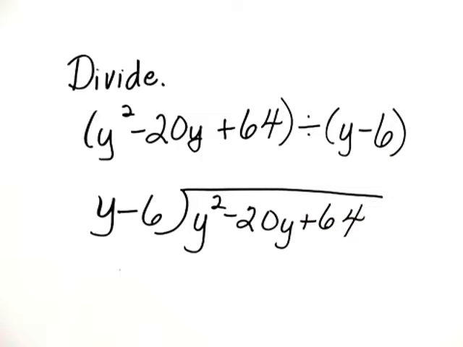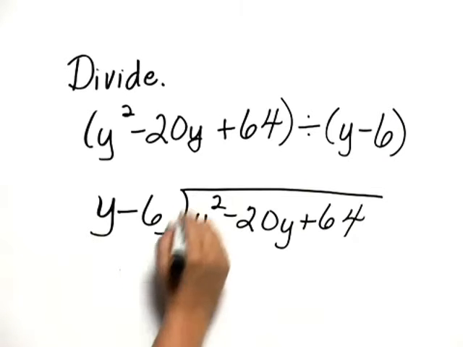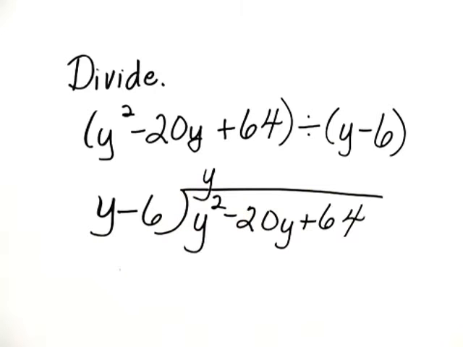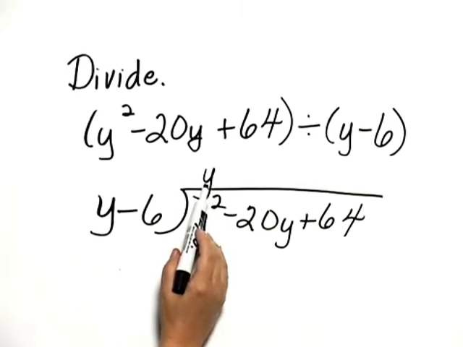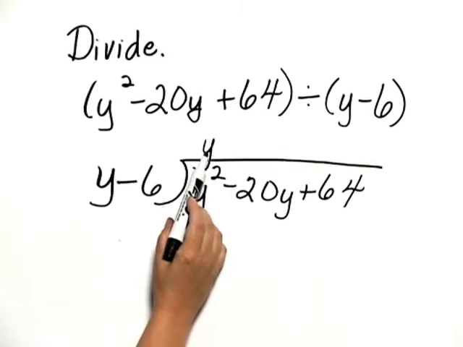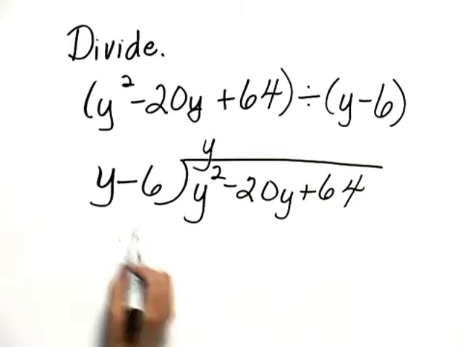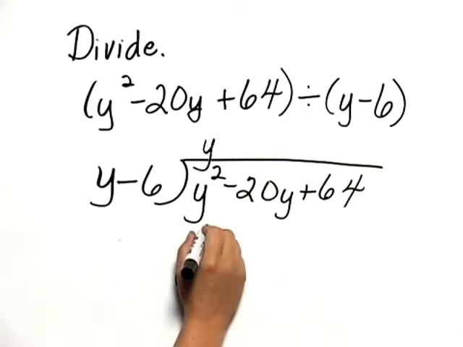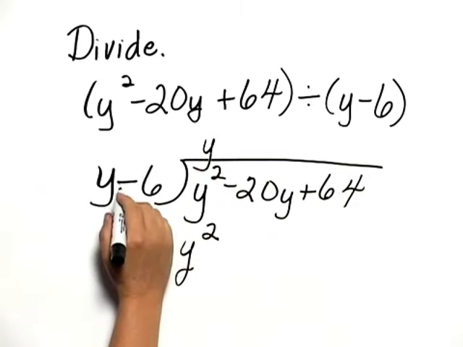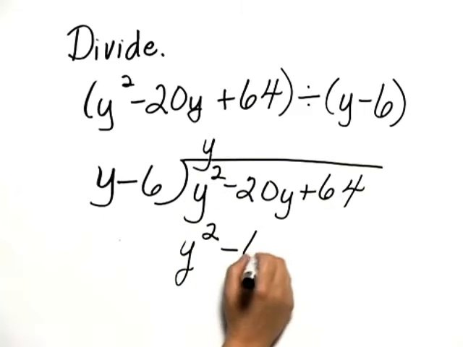Then when we do this division, we focus on the y first. We think, y squared divided by y is what? And the answer would be y. That goes up here, and then we multiply. When we multiply the y by both of these terms, it would be y times y, which is y squared, y times negative 6, which would be minus 6y.